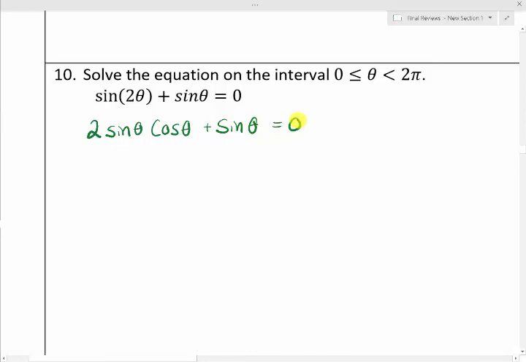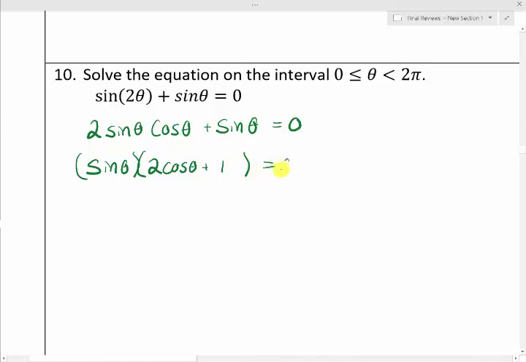Now that I've done that, I have a factor of sine in both of these terms. So I can factor that out. So it'll be the sine of theta times, well, here I'm left with just 2 and the cosine of theta, so 2 times the cosine of theta. And I factor sine out of sine, well, that leaves me with just 1. So it's going to be plus 1.